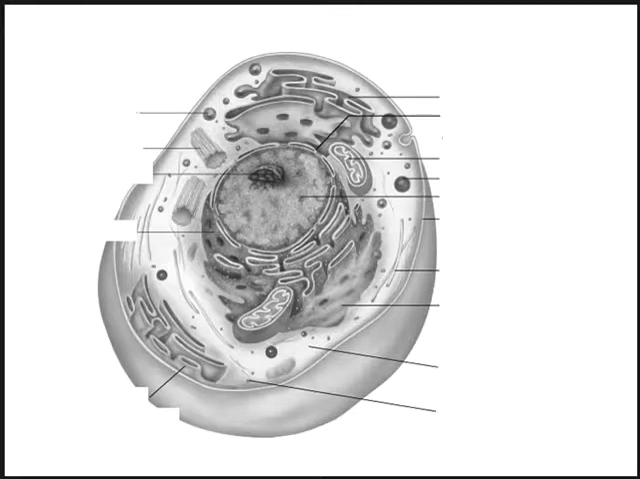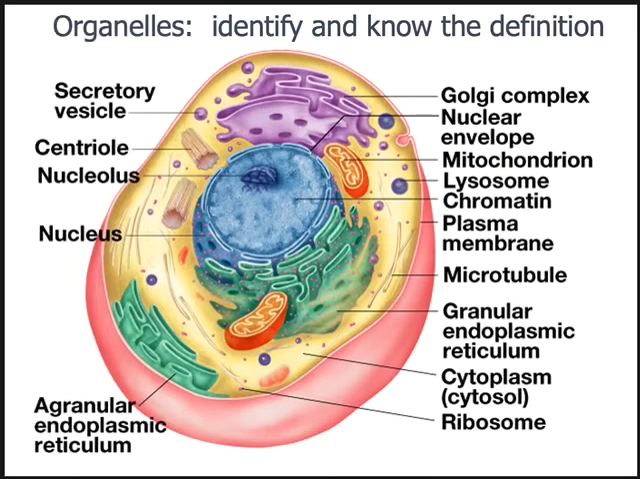Then once you're able to do that, I suggest you take it a step further and write out the function or definition of each of these organelles. So that's one of your homework assignments that you're not turning in. It's just for you to study. And then of course here's the answers. So be able to identify, if I point to a part of the cell, what the organelle is and what the function is.